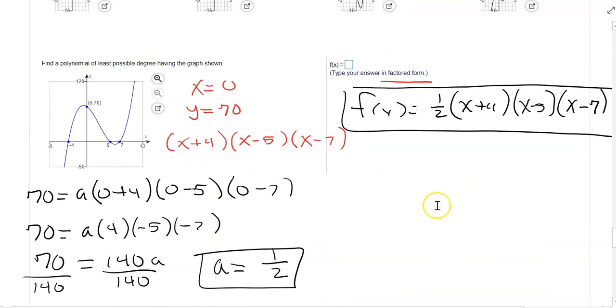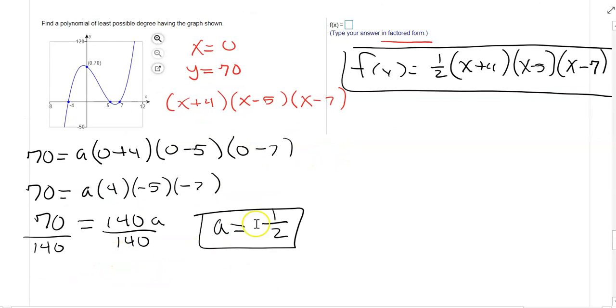And our last problem here, more of the same. We need to find out what our a value is. I'm looking at my x is 0, my y is 70. And here are each of my factors, x plus 4, x minus 5, and x minus 7. I solve to find out my a value, which is 1/2. I don't have to multiply this all out. It wants it in factored form, so I just have 1/2 and then times my factors.